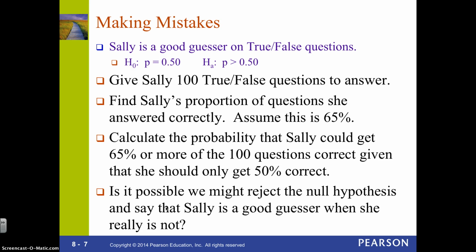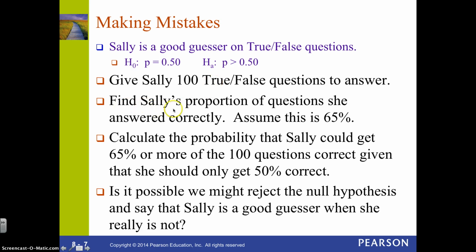Okay, so if Sally's a good guesser on true-false questions, then our null hypothesis is that the population proportion is 0.5. The alternative hypothesis is that the population proportion is greater than 0.5. So how are we going to test this? We give Sally 100 true-false questions to answer. Sally's just going to guess. She doesn't know the answers to any of these questions. She's just going to guess, and we're going to see if she's a good guesser.